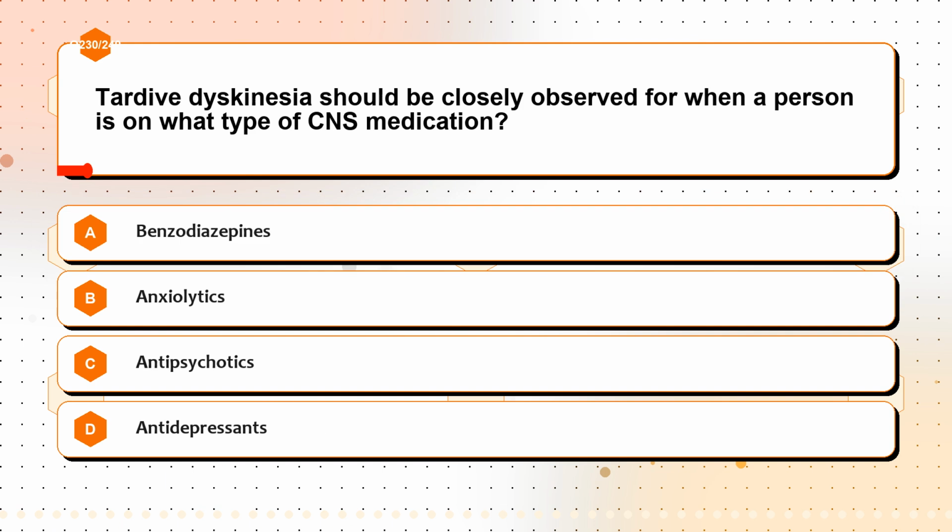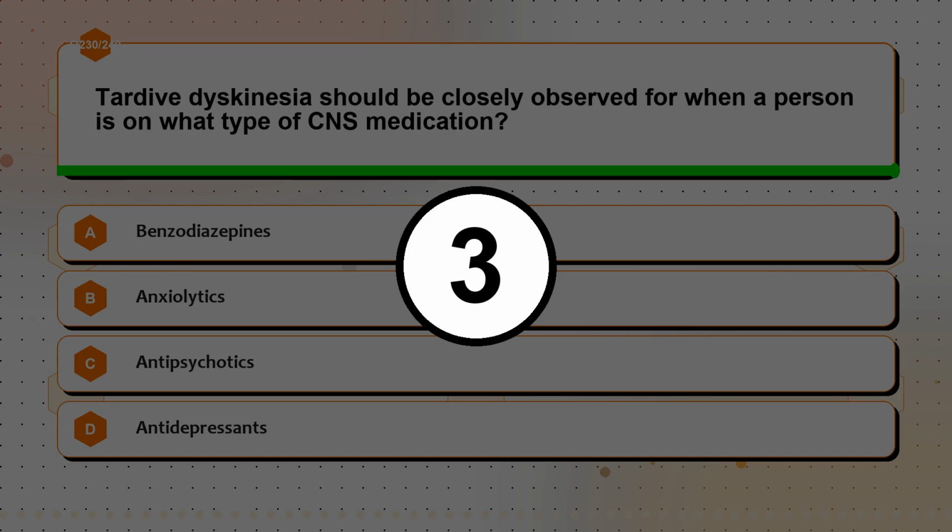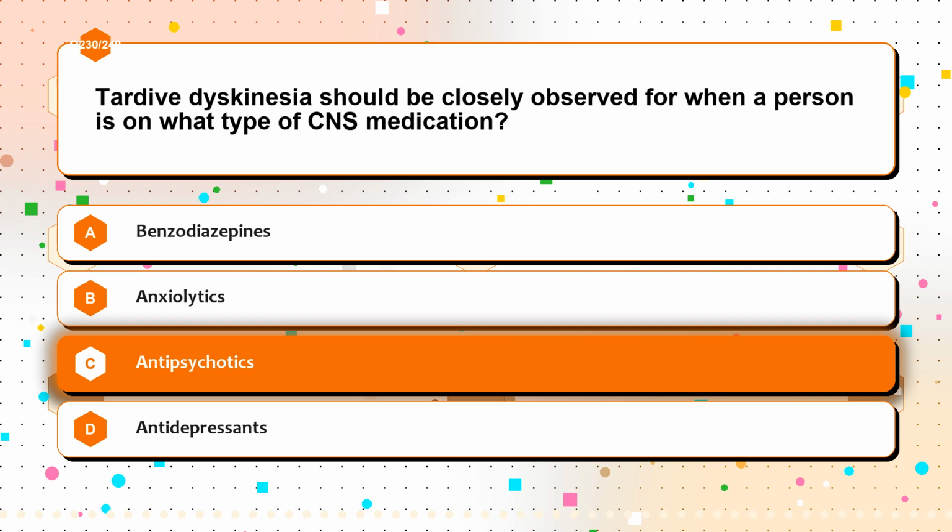Question 230. Tardive dyskinesia should be closely observed for when a person is on what type of CNS medication? Here are the options. Option A, benzodiazepines. Option B, anxiolytics. Option C, antipsychotics. Option D, antidepressants. The correct answer is option C, antipsychotics.